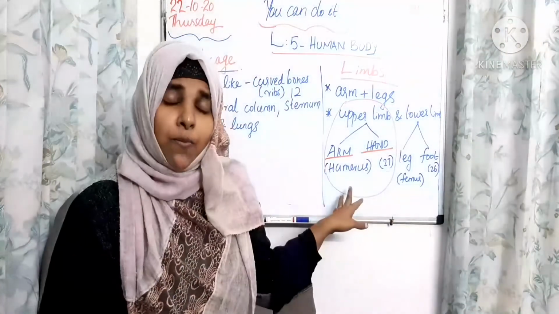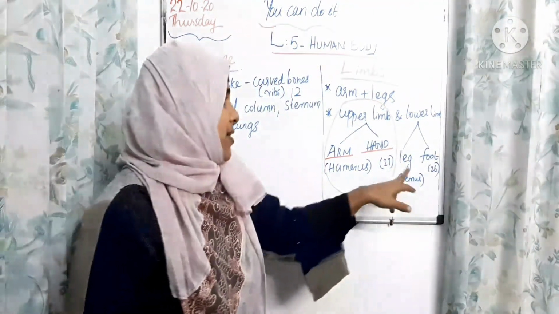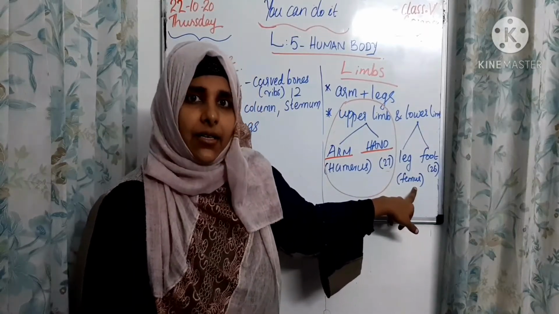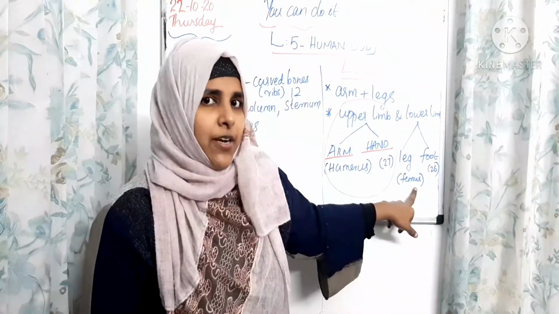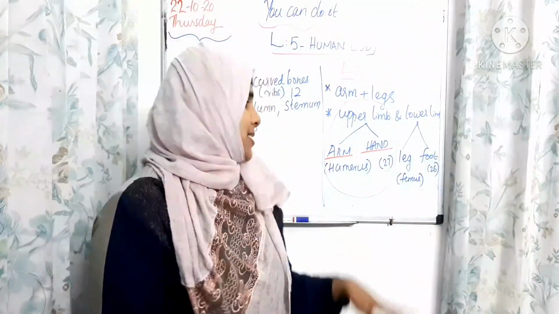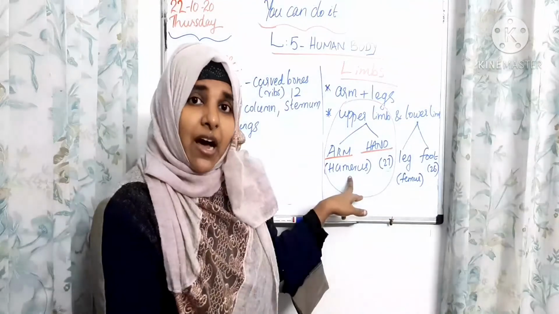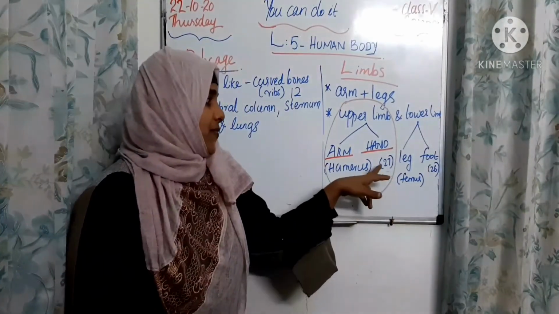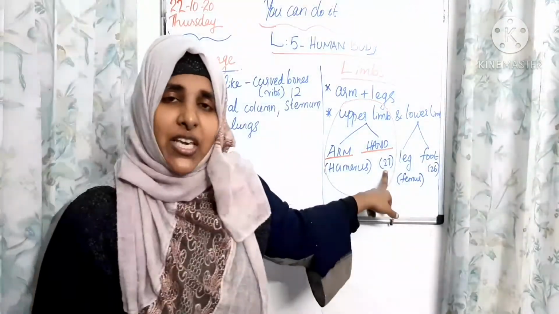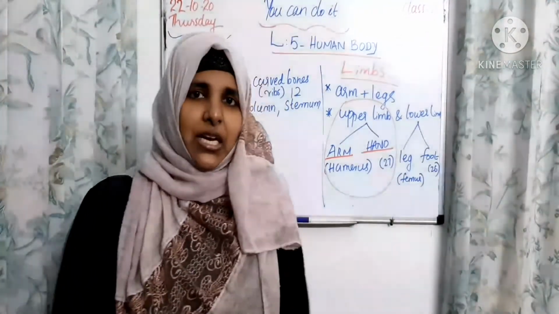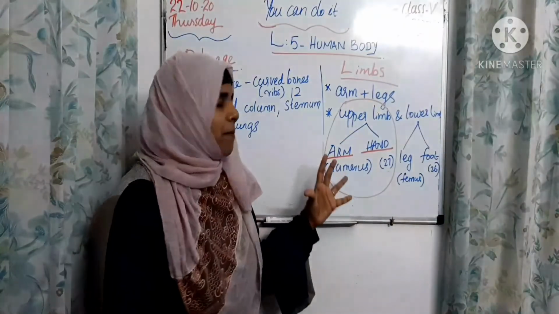The longest bone in our body is the femur. That is present in our upper leg. That is the longest bone in our body. But the longest bone in our arm is the humerus. And we have 27 bones in our hand, but 26 bones in our feet. These are all main differences you have to memorize.